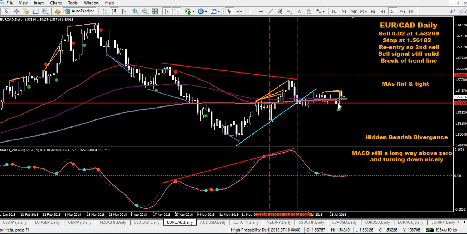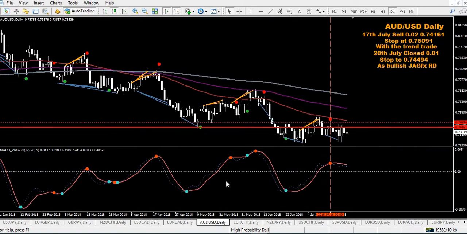Now I've got a green dot on the QMP filter above the zero level, but we've still got JAGfx RD bearish, and market going sideways. Look at that, it's ugly as. I've got a stop in place for this sell trade, so I've got some protection. I could bring the stop down across these highs there, but I'm just going to give it a bit of room. I think it'll still fall over to the downside, but not looking that good at the moment.